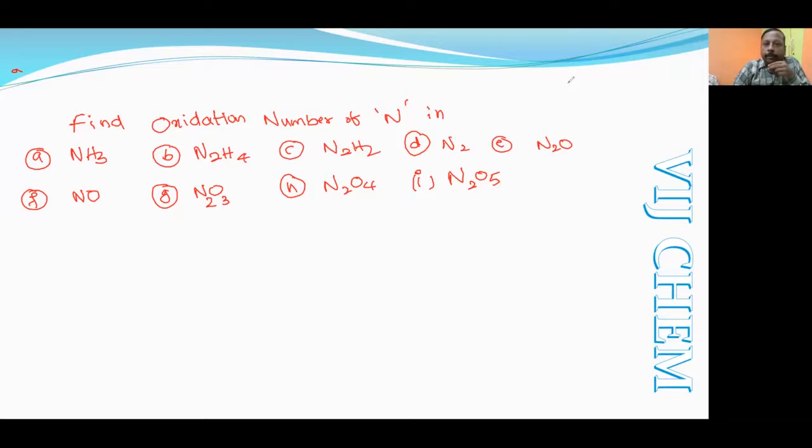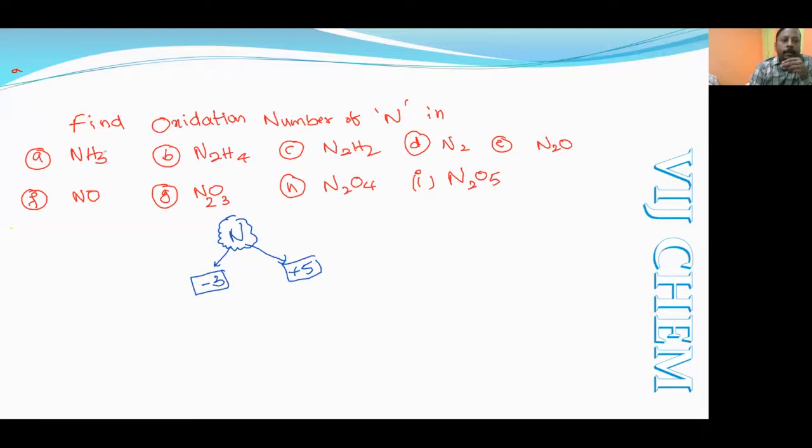Nitrogen is a very famous element which can show a wide variety of oxidation numbers, right from -3 to +5. Almost all oxidation states it can show. So just as a warm-up, I am giving you these questions. You can try them yourself, and I will directly write the answers. Then if you still have any problems, you can ask.